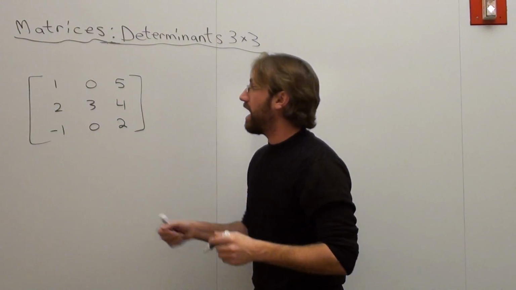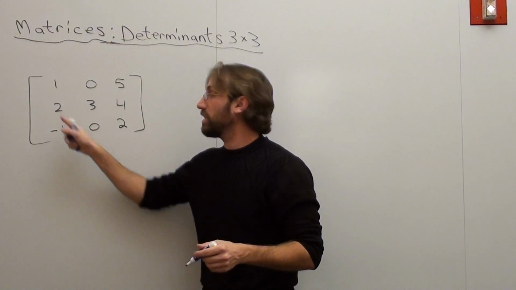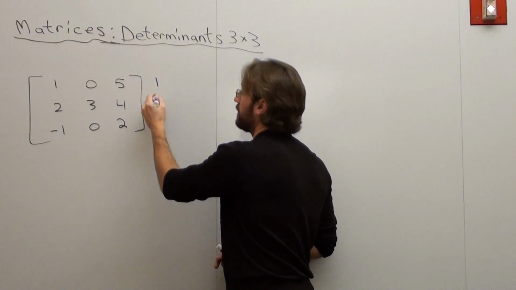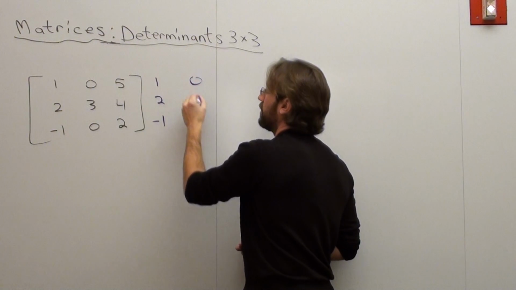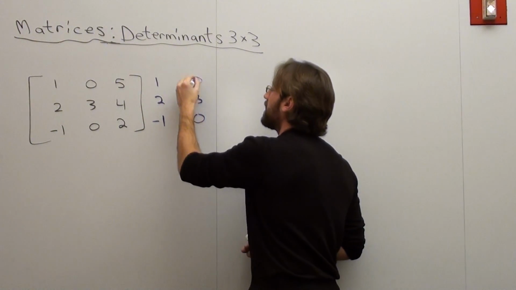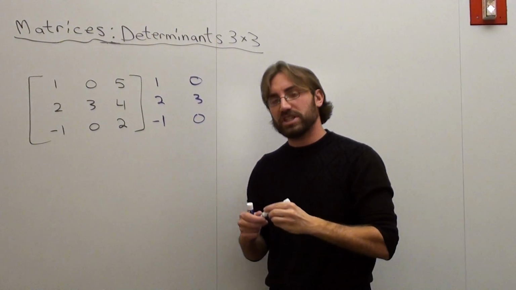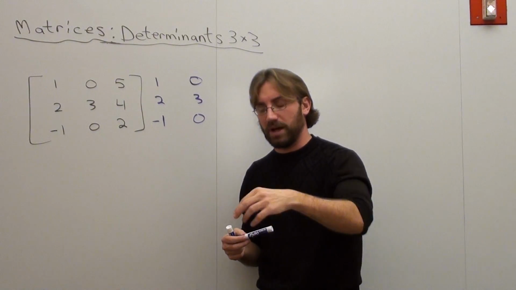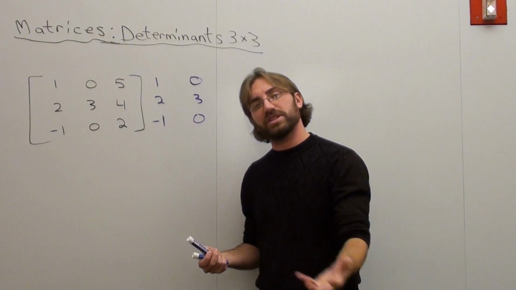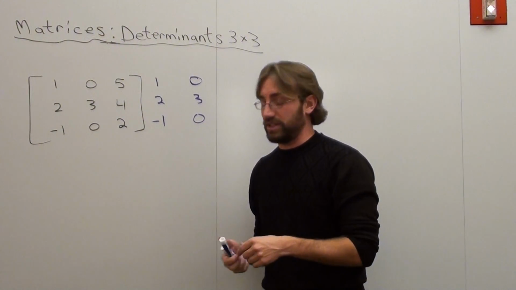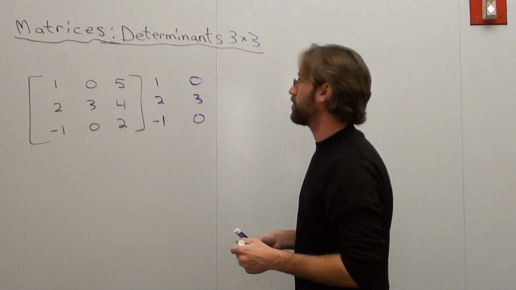So here's what I do. I rewrite the first 2 columns. I'm going to rewrite this column, 1, 2, negative 1, and this column, 0, 3, 0. If you're looking in your own book, you can do the expansion by minors method, and you're going to come up with the same answer, and it's fine. I just think this way is easier.